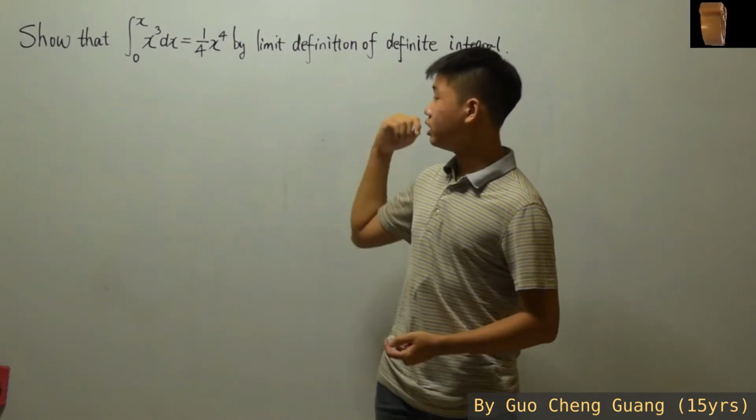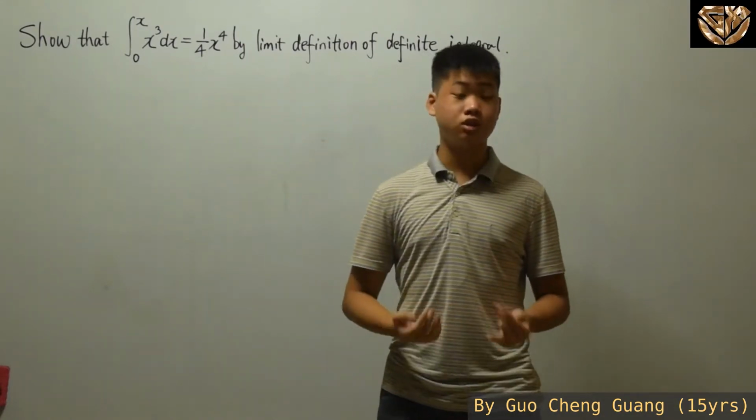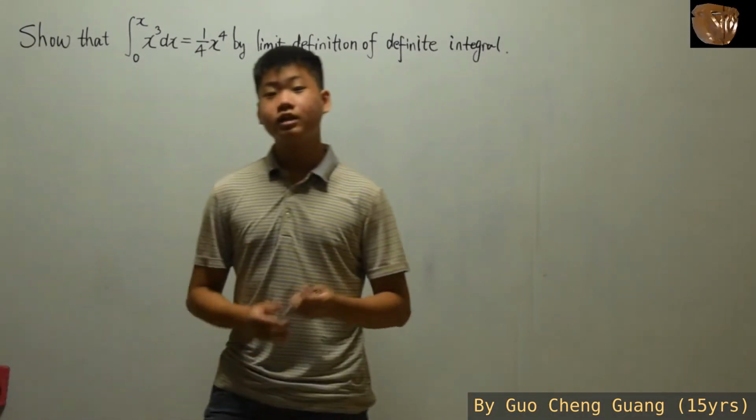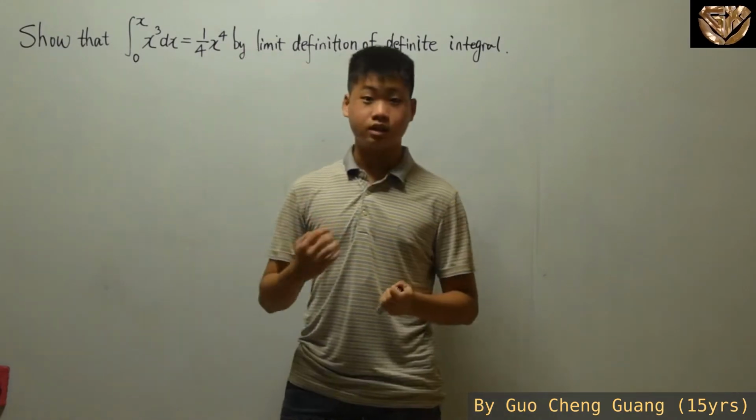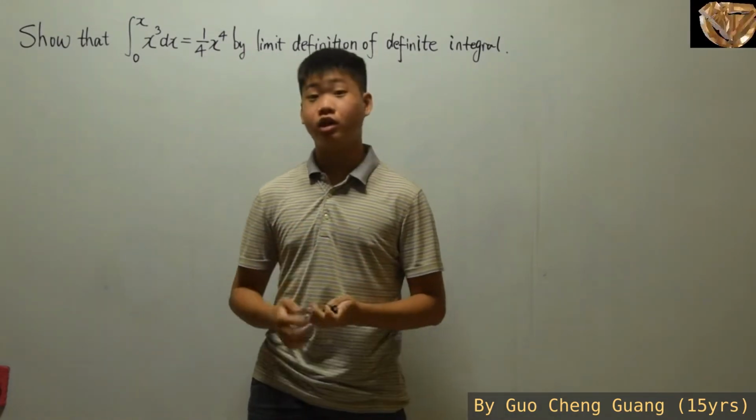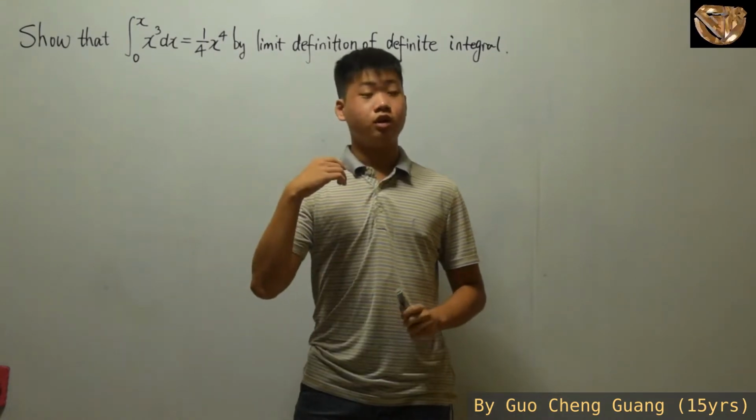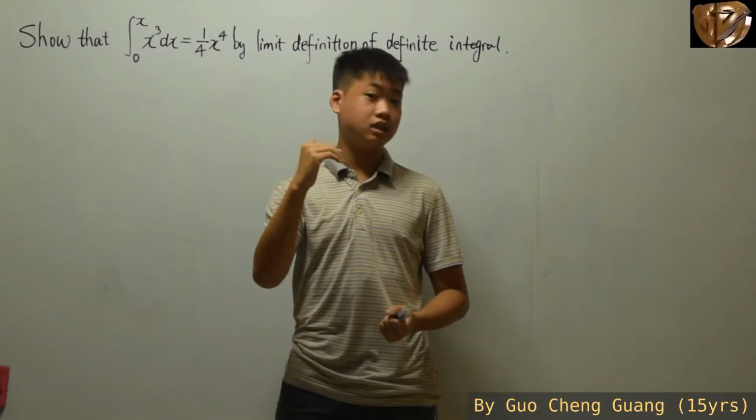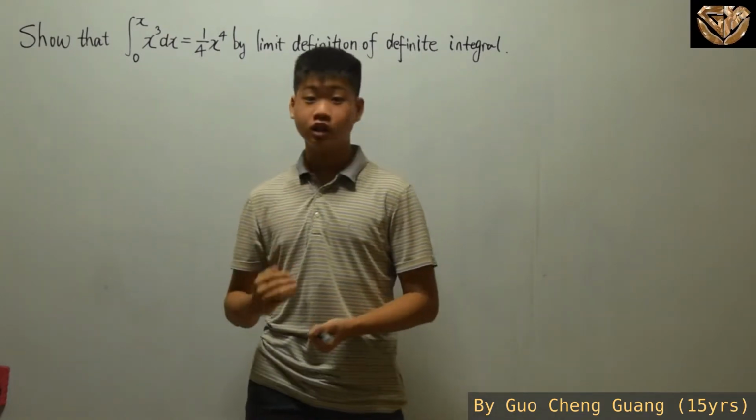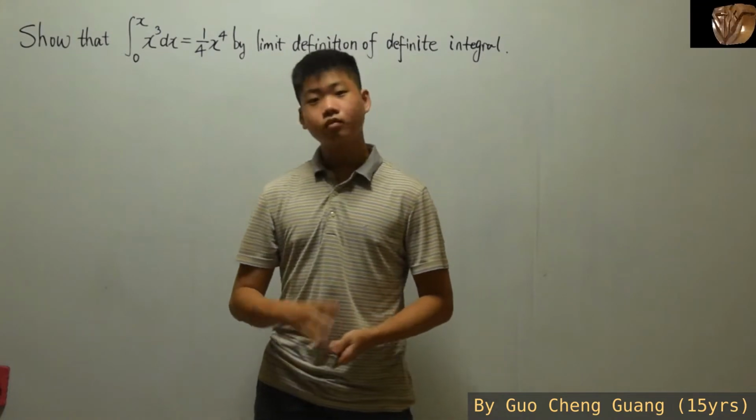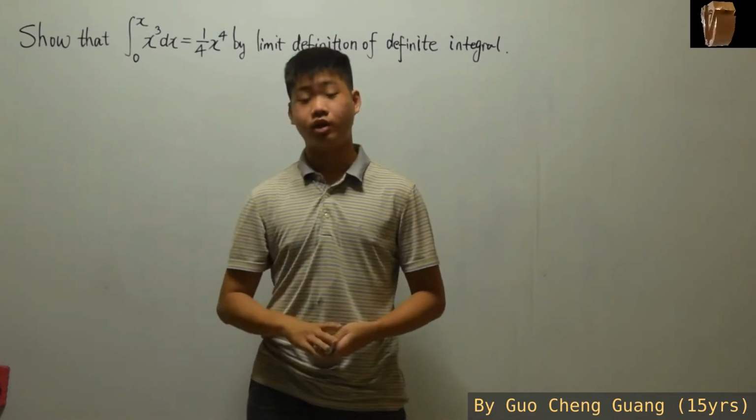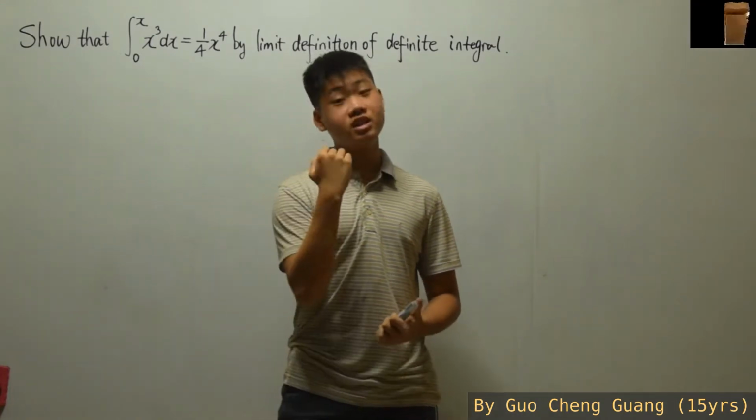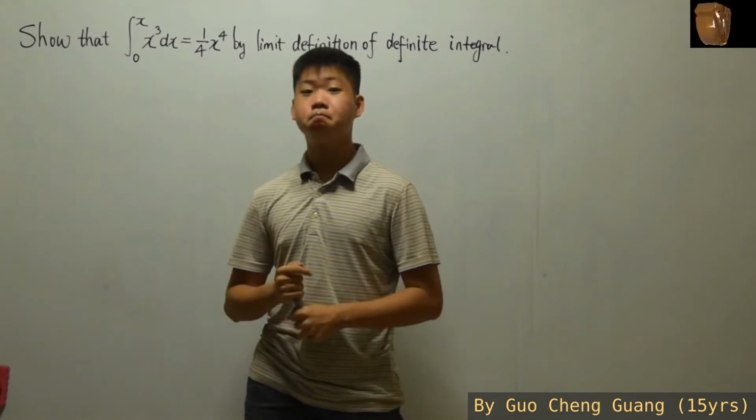But we need to show that this definite integration is true. So how are we going to do that? First of all, what is the integration exactly trying to find? If you have learned about it before, integration is essentially finding the area under the graph, the area under the curve, whatever you have. Right, so that is what integration is trying to achieve. Then how are we going to find this area in a different way?